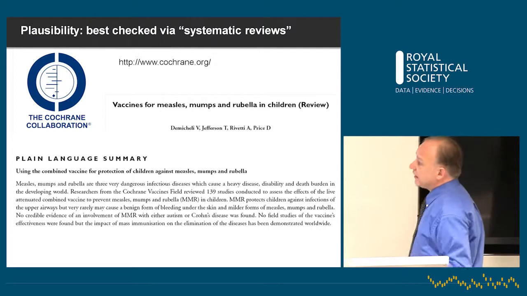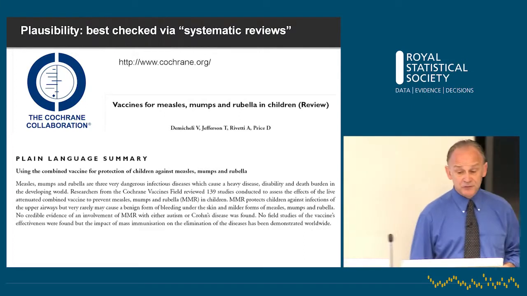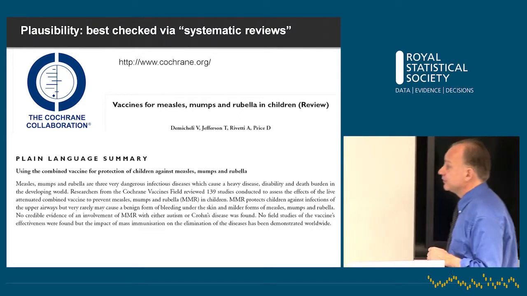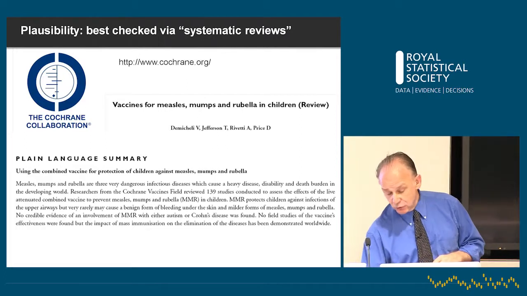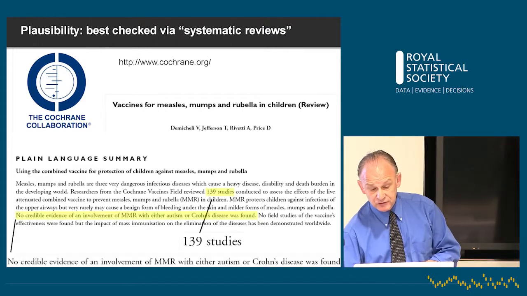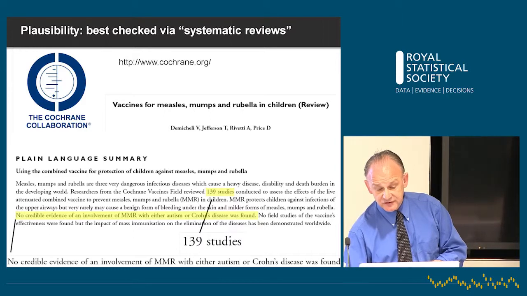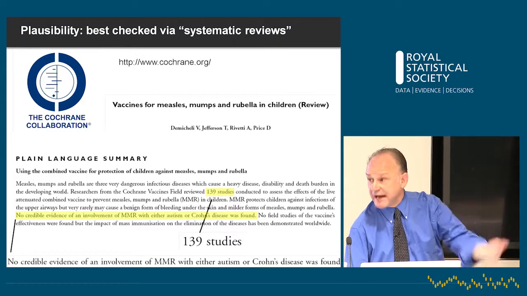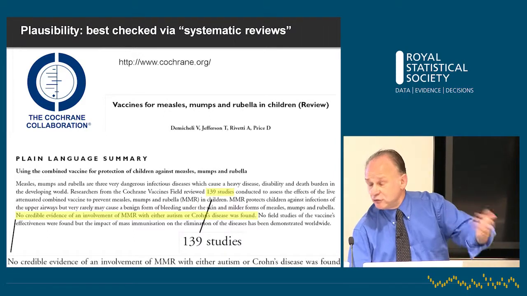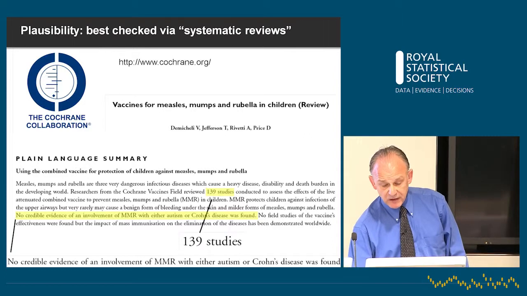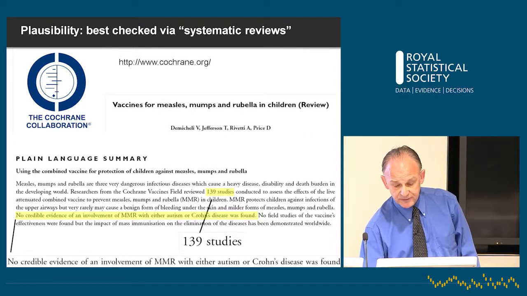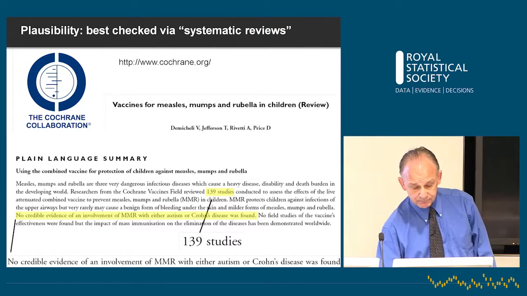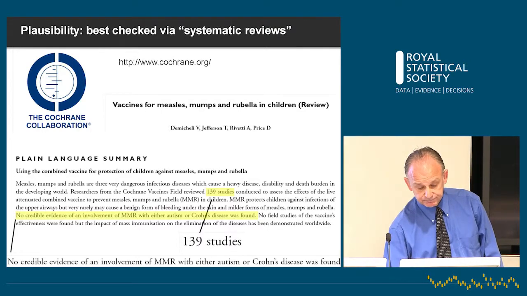So again, you would do this if you were suddenly asked to look at the MMR and autism link, and you could get the Cochrane's latest pulled together. They keep revising them, adding to them, with a few years in between each review. 139 studies now, pretty impressive. No credible evidence.